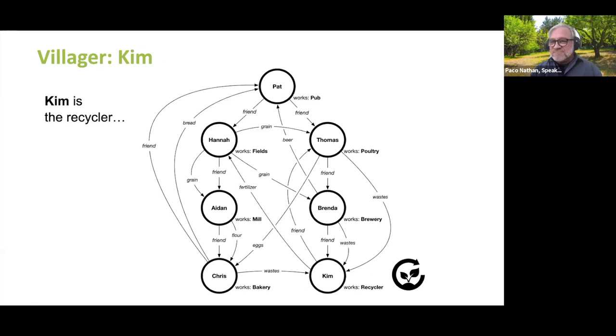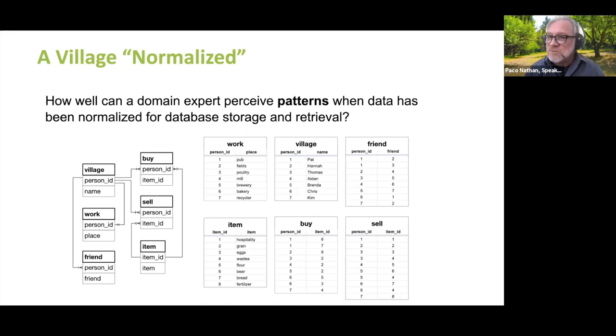Now, if we were to represent this in terms of a relational database, you'd get something like this when you get to normal form. You would have your normalization with your keys and whatnot, and I've got an ERD over on the side. That's well and proper for being able to do SQL queries. But as far as a domain expert being able to understand the patterns going on in the relationships in this village, it totally tears that apart. It's very difficult to see these patterns once you've normalized for SQL query optimization.